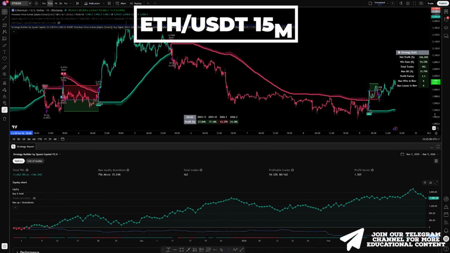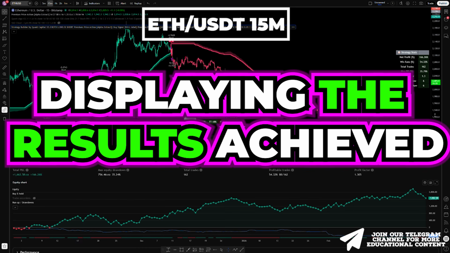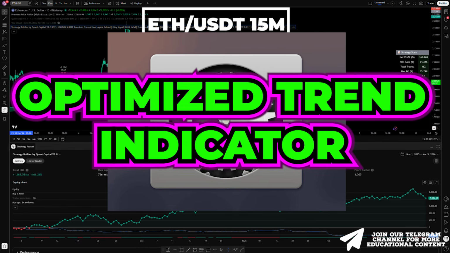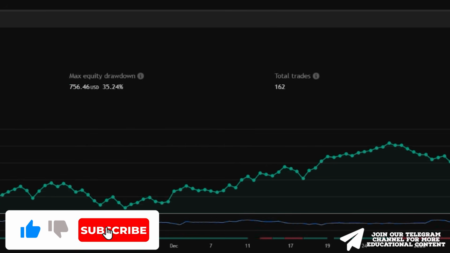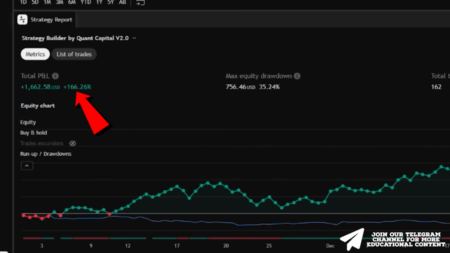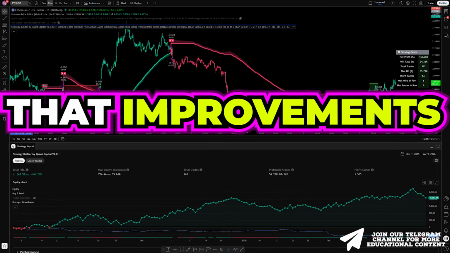Here's Ethereum on the 15-minute time frame, displaying the results achieved using only the optimized trend indicator. We're looking at a fairly average 54% win rate, a not bad 166% net profit, and a very high max drawdown of 35%. It is clear that improvements are needed.